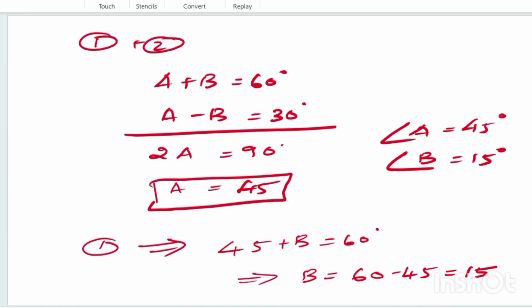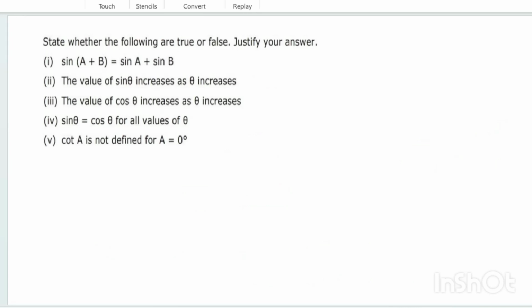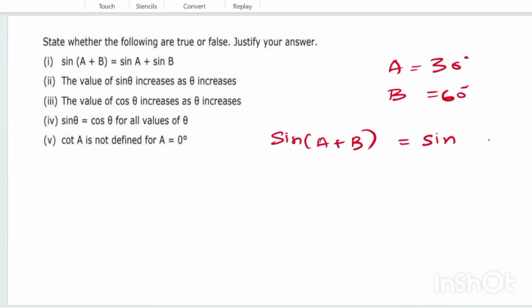Now let's move on to the next sum, that is the fourth sum. What is given? True or false? Justify your answer. First question, sin(A + B) is equal to sin A + sin B. How can we check this? Actually the statement is false. I'll prove how it's false. Consider any angle for A and any angle for B. Let's take A is equal to 30 degrees and B is equal to 60 degrees. Now sin(A + B) is sin(30 + 60), right? It will be sin 90 degrees.